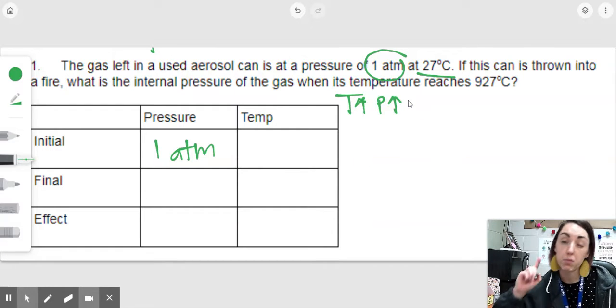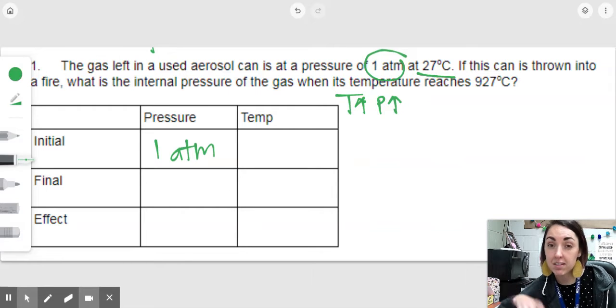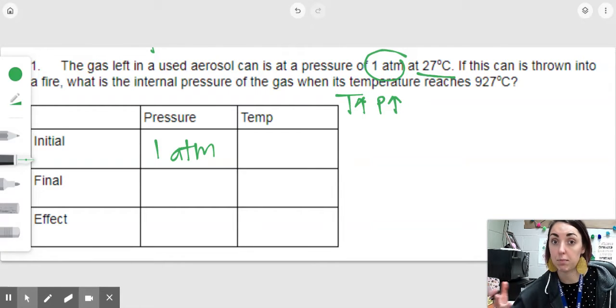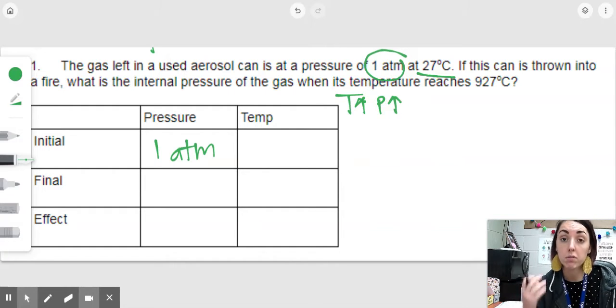Now remember, we need to use Kelvin in these calculations because Celsius can go negative and we can't have a negative pressure. So we need to use a temperature measurement that has no negatives, and that's Kelvin. Remember, 0 Kelvin is absolute zero. You cannot get colder than 0 Kelvin. There are no negatives in Kelvin.